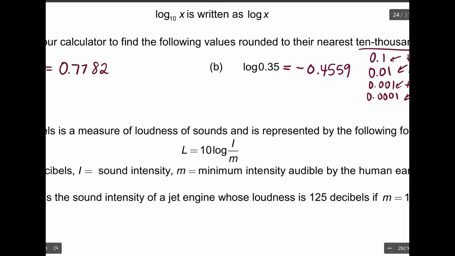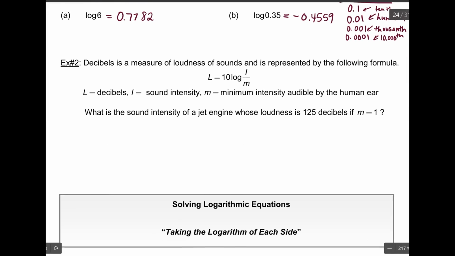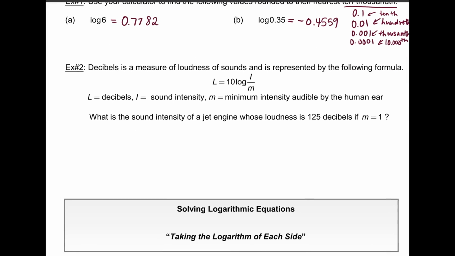All right. So we practice plugging in numbers. Decibels is a measure of loudness of sounds and is represented by the following formula. L equals 10 times log of I over M. I is the sound intensity, and L is the number of decibels.